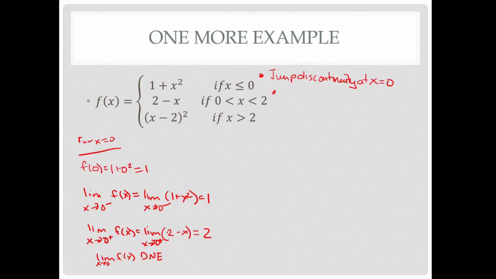And then the next question is, at 0, is it continuous from the left, from the right, or neither? If you want to check if it's continuous from the left at 0, you have to compare the left-hand limit at 0 to f of 0. That's these two. Are they the same? And the answer is yes. So this one is continuous from the left at 0.